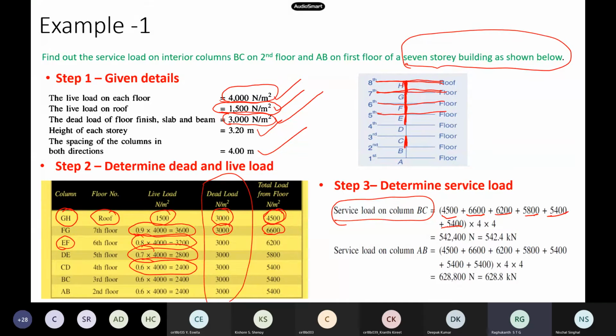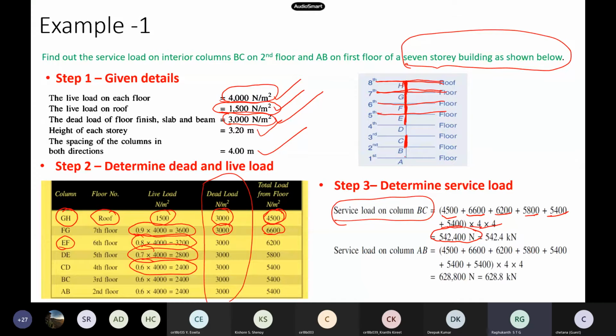That is a summation of 3,000 plus 1,500 is 4,500. 3,000 plus 3,600 is 6,600. 3,000 plus 3,200 is 6,200. So you sum this up. These are all in Newton per meter square. The column spacing is 4 by 4, so you multiply by this. You will get the total load which acts on column BC. So this is how we calculate.